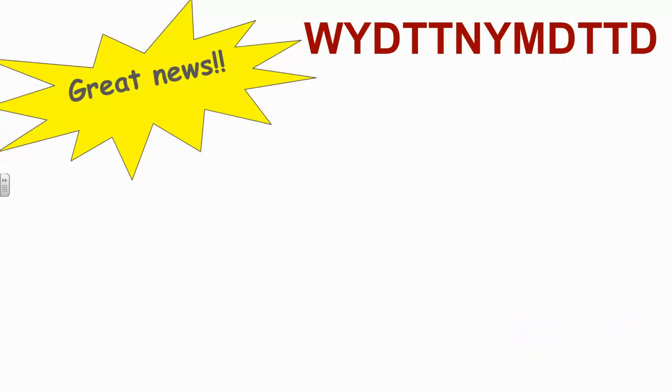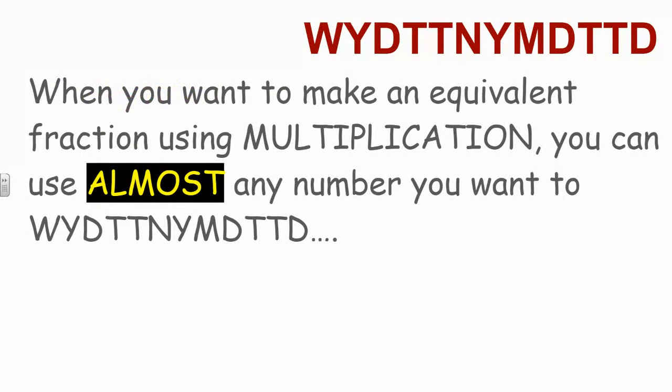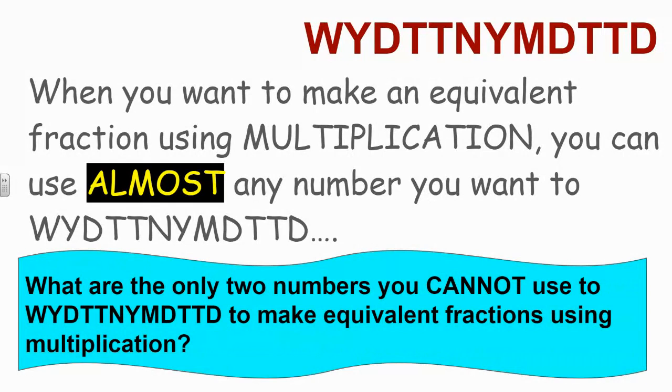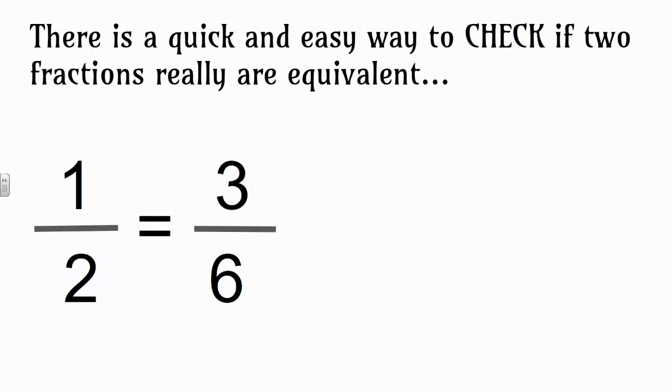So great news. When you want to make an equivalent fraction using multiplication of Watutamudud, you can use almost any number in the whole wide world. There are only 2 numbers you cannot use. Think for a second what it could be. Well, we know we can't use 1 because when we multiply by 1, it stays the same. We need it to look different and sound different. So we can't Watutamudud by 1. And the only other number we cannot use is 0. All other numbers are fair game with Watutamududing.